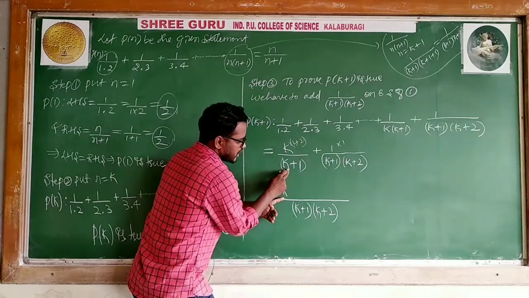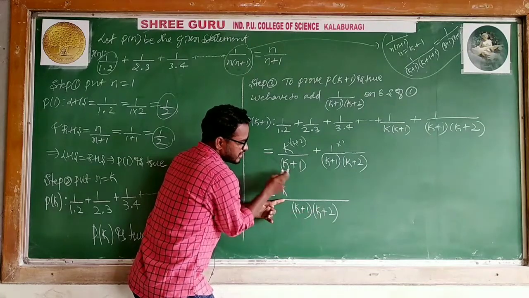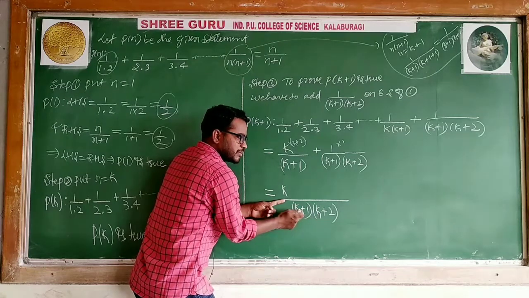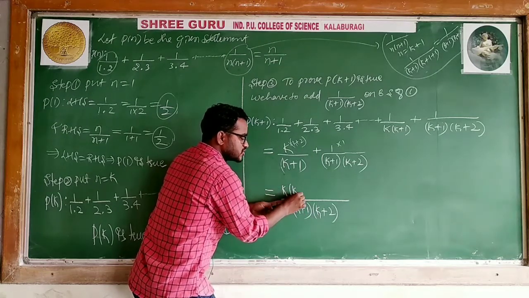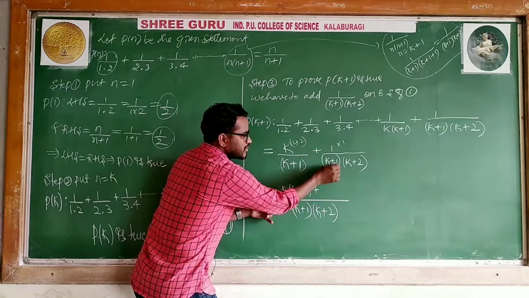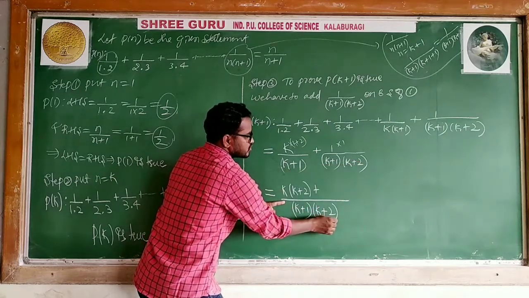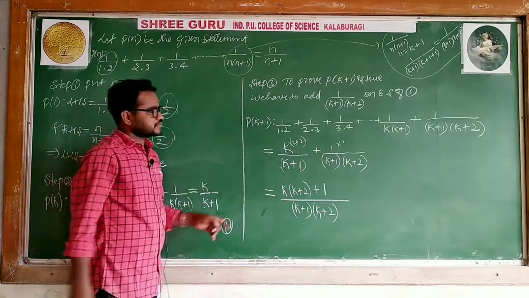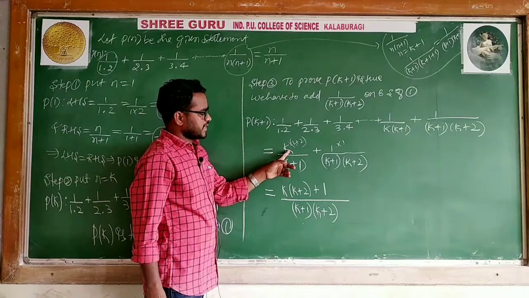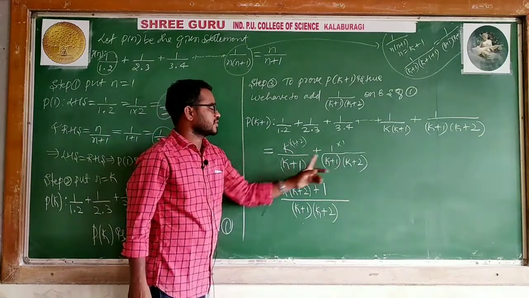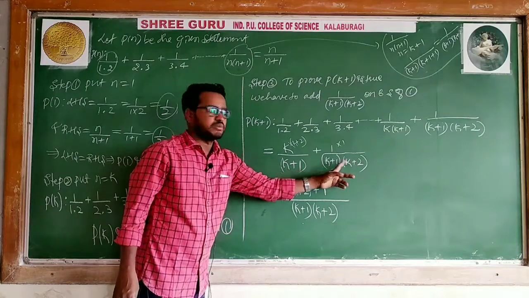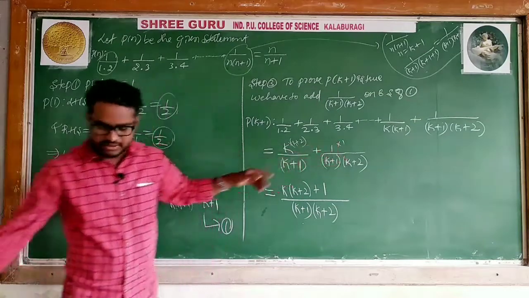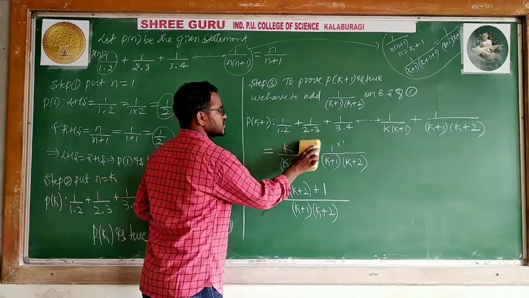Means what we have to get? k into (k+2). The LCM is (k+1)(k+2), but this denominator has k+1, so we have to multiply from the LCM by (k+2). Plus the denominator (k+1)(k+2): the LCM is also (k+1)(k+2), so it is not necessary to multiply. Keep as it is, 1 is 1 only. See there, I multiplied k divided by (k+1) plus 1 divided by (k+1)(k+2). You have to multiply (k+2) here and 1 here. This is only for our convenience. It is not necessary to write here.